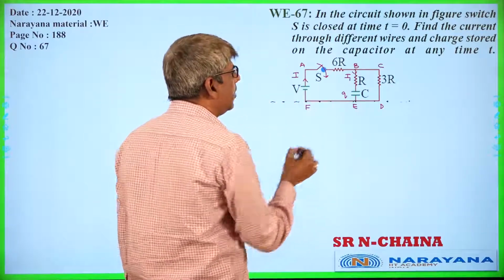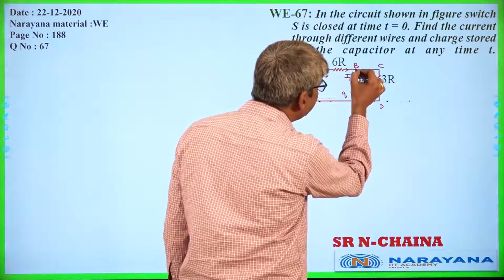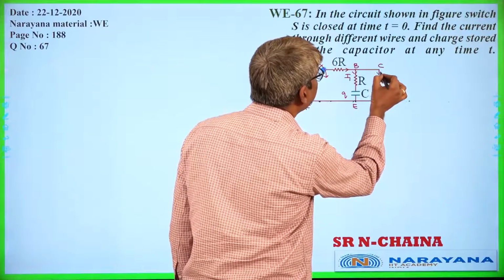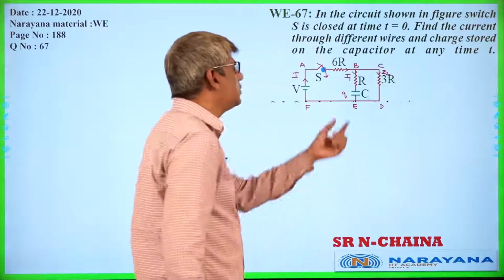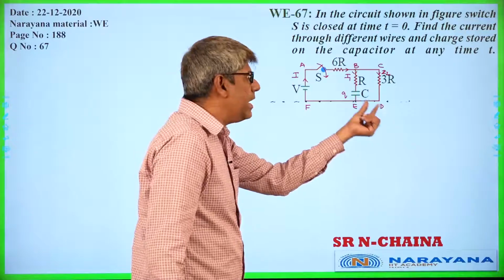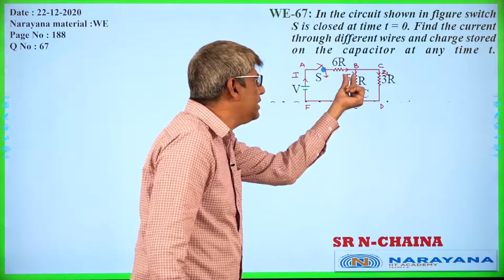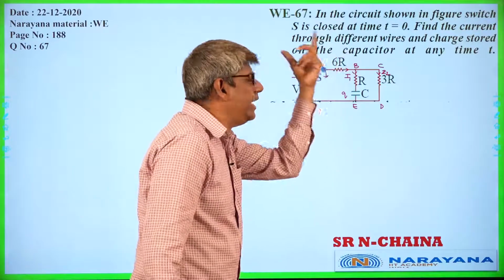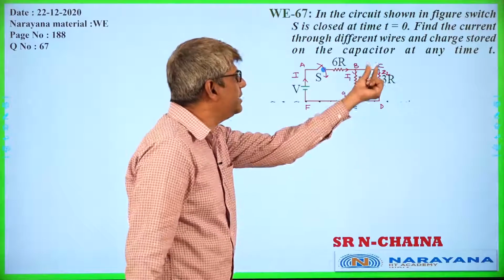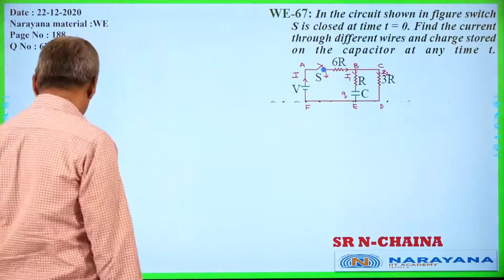Now, the current I coming up to junction B splits into two parts, I1 and I2. I1 is because of the rate of change of charge Q, since it is in the CR circuit. If I find Q, we can find I1. Next, we can easily find I2 by applying Kirchhoff's voltage law.